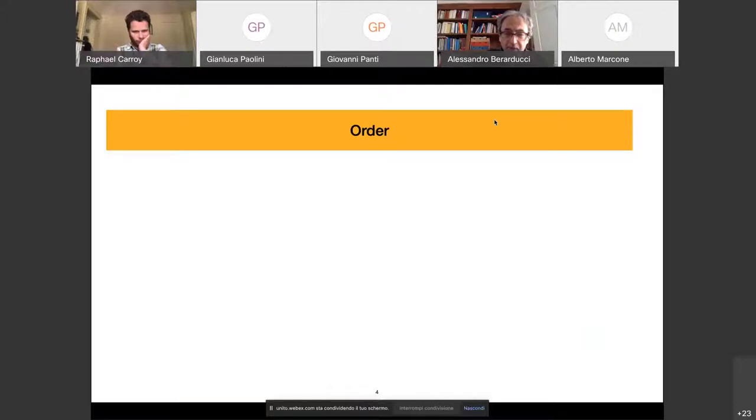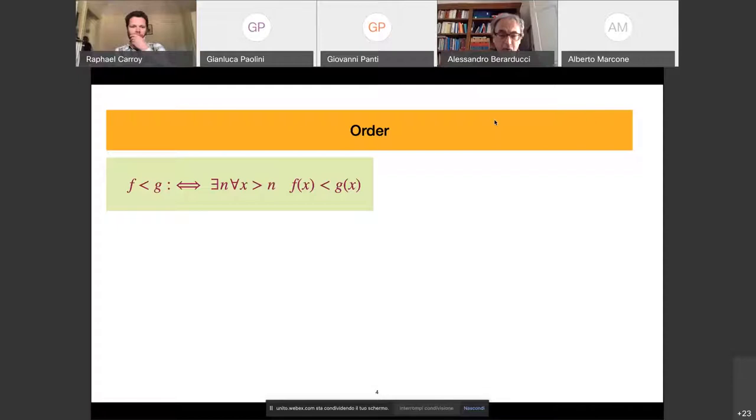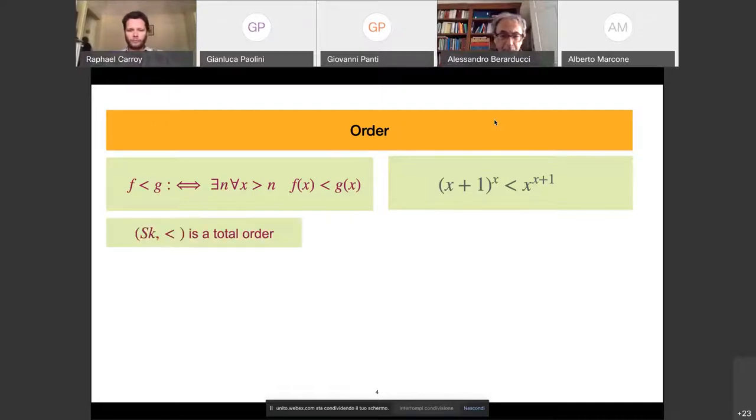More difficult is to decide the order. You can order the Skolem functions by saying that f is less than g if f of x is less than g of x for all sufficiently large inputs x. For instance, x plus 1 to the x is easily seen to be less than x to the x plus 1. You get a total order. Again, the totality is by o-minimality, because f minus g can have finitely many zeros, so it can change sign only finitely many times. From some point on, you get a definite order. So you get a total order.